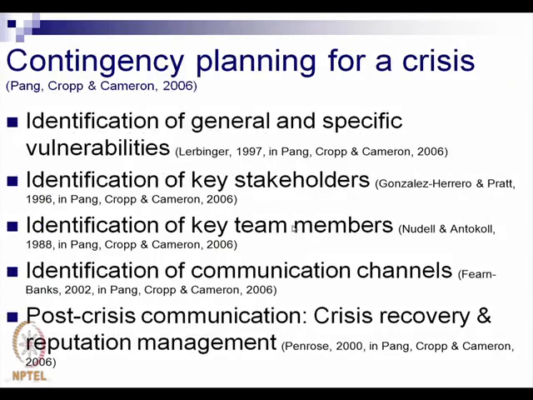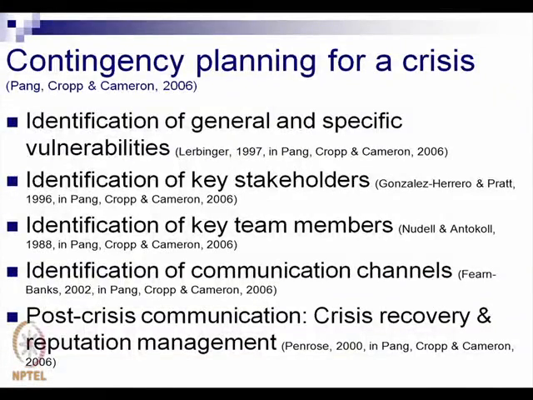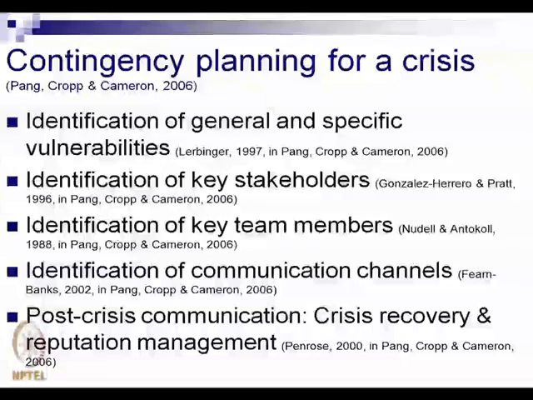Contingency planning for a crisis. How do you plan for a crisis? You identify general and specific vulnerabilities. So you find out where one can lack, and again this is the pre-planning stage. How do you plan in case a crisis strikes? What do I lack? Where am I weak? Identification of key stakeholders, who will be affected. Identification of key members, who will act when the organization is affected. Identification of communication channels: how will we send the message, where will we send the message through, what will we send the message through.